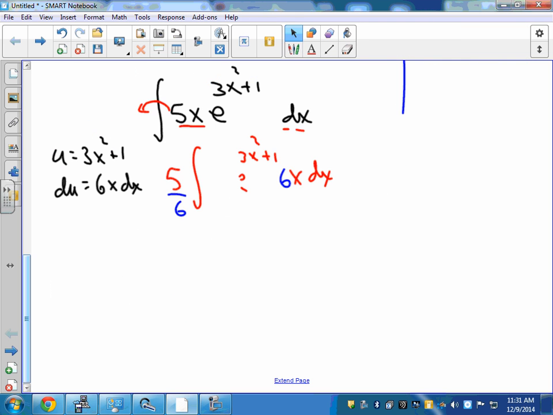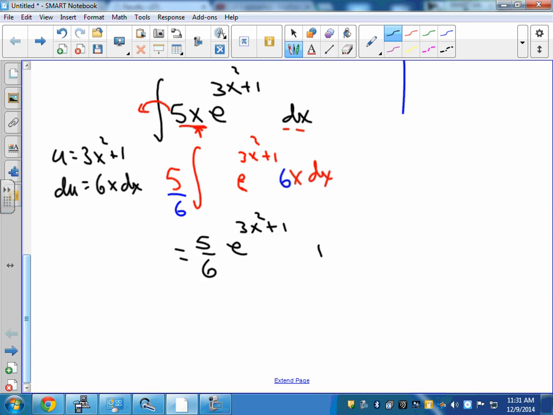So yeah, this problem wasn't impossible. The presence of the x made it workable. So we needed that. Here's your final answer for this antiderivative up here. It's going to be 5/6 e to the 3x squared plus 1 plus a constant.